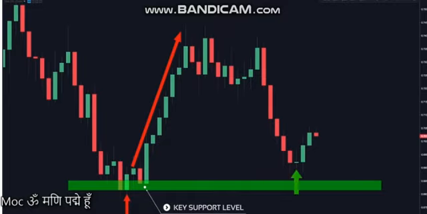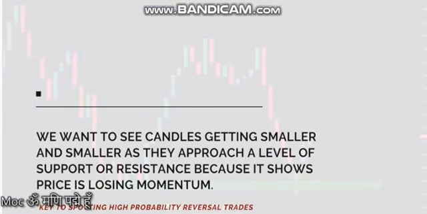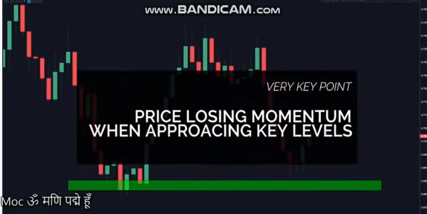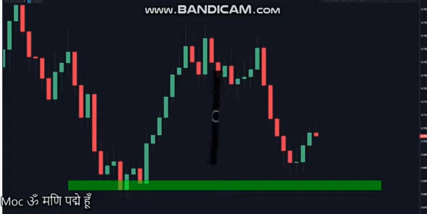Now, here's a very key point you need to know in order to spot high probability reversal trades. We want to see candles getting smaller and smaller as they approach a level of support or resistance, because it shows that price is losing momentum. Very key point. You want price to be losing momentum and slowing down as it approaches key levels.